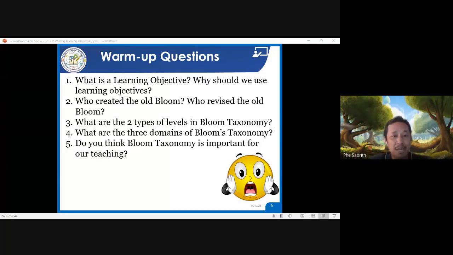Okay, so now how about number 3? What are the 2 types of levels in Bloom taxonomy? 2 types of levels.